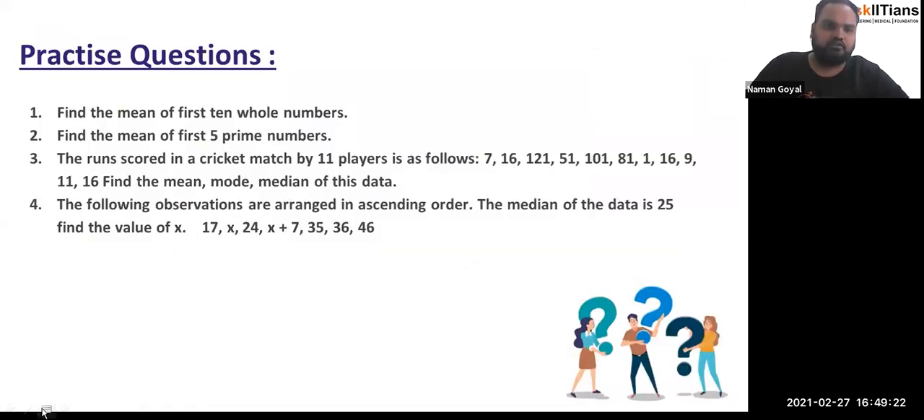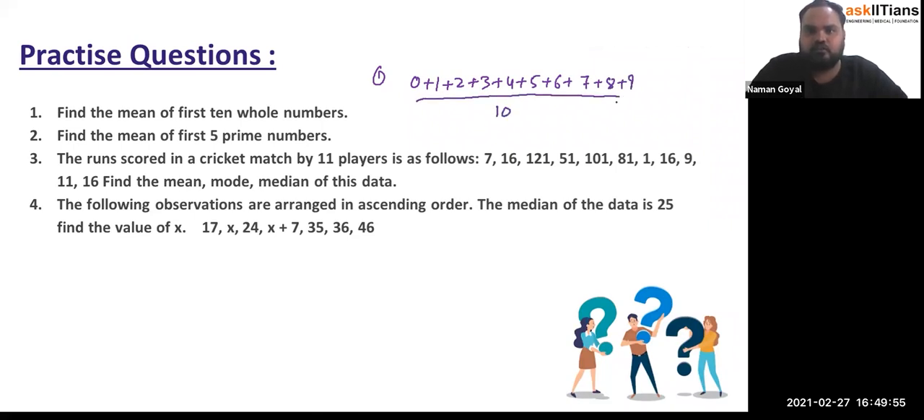Very nice. Now there are some practice questions, we have to do them, okay? So we are going to take them one by one. Now first, find the mean of first 10 whole numbers. So whole numbers are what? 0 plus 1 plus 2 plus 3 plus 4 plus 5 plus 6 plus 7 plus 8 plus 9. Up to 9, they are 10 whole numbers, right?